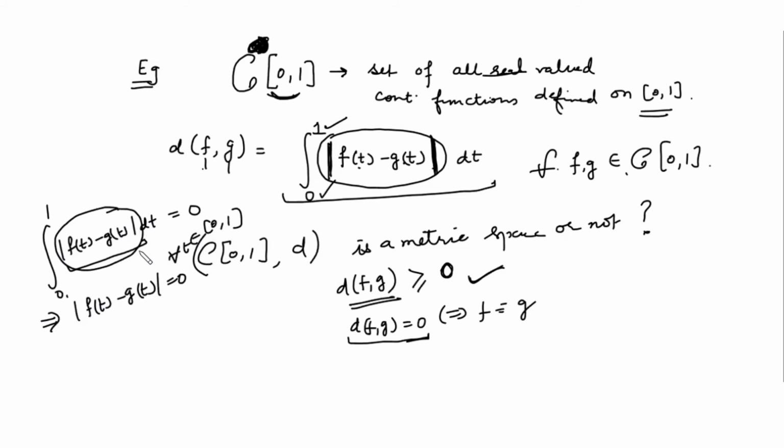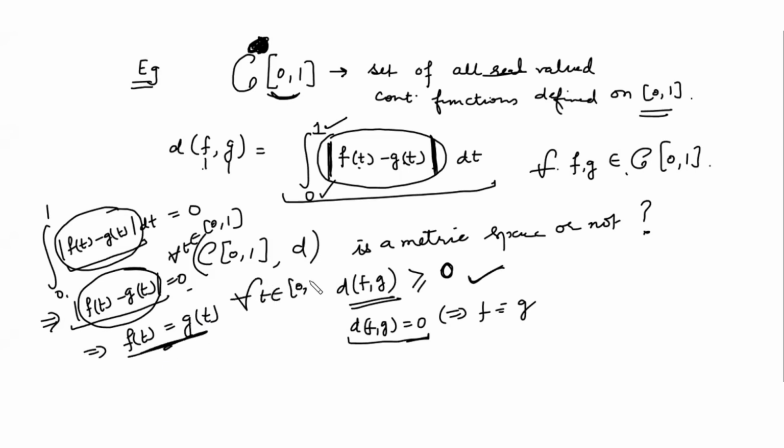Area under the curve from 0 to 1 will be 0 only when the function inside, which is positive, is 0. If it were not positive, the terms might cancel out, but here it is positive, so it is possible only when this is 0. And mod of any number will be 0 only when the number is 0. So this implies that f(t) is the same as g(t) for all t lying in the interval [0, 1]. Is it clear?